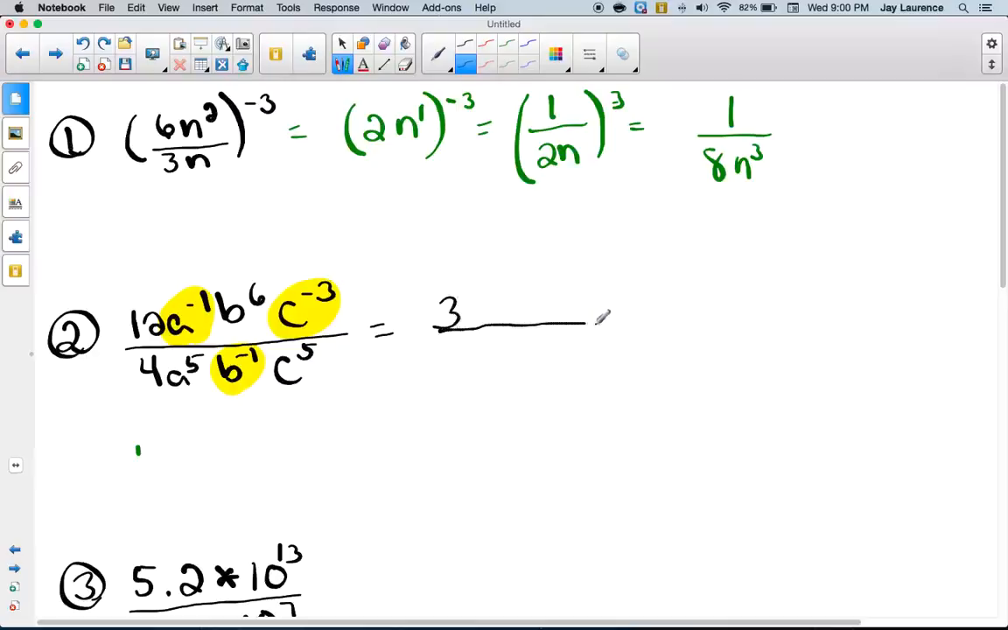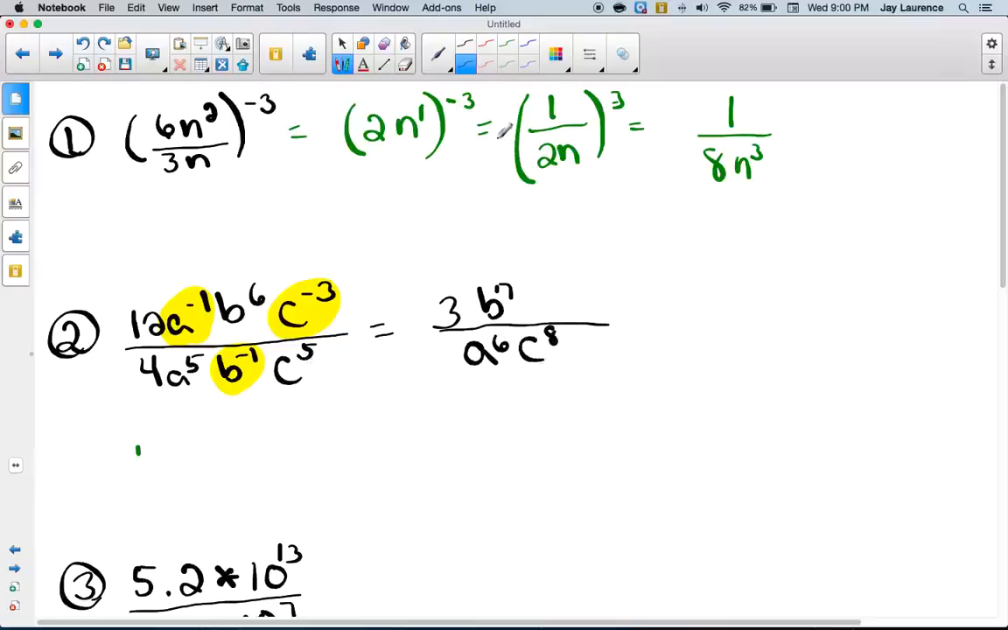And that's in the numerator, yes? Now this a to the first is going to drop down to the denominator. I'm going to have a to the fifth times a to the first. Well, that would be a to the sixth. Okay? If I have b to the sixth, this b to the first is going to move to the numerator, and so there's going to be b to the sixth times b to the first, which is b to the seventh. And then here, the c to the negative third is going to drop to the denominator, and I'm going to have c to the fifth times c to the third, or c to the eighth.